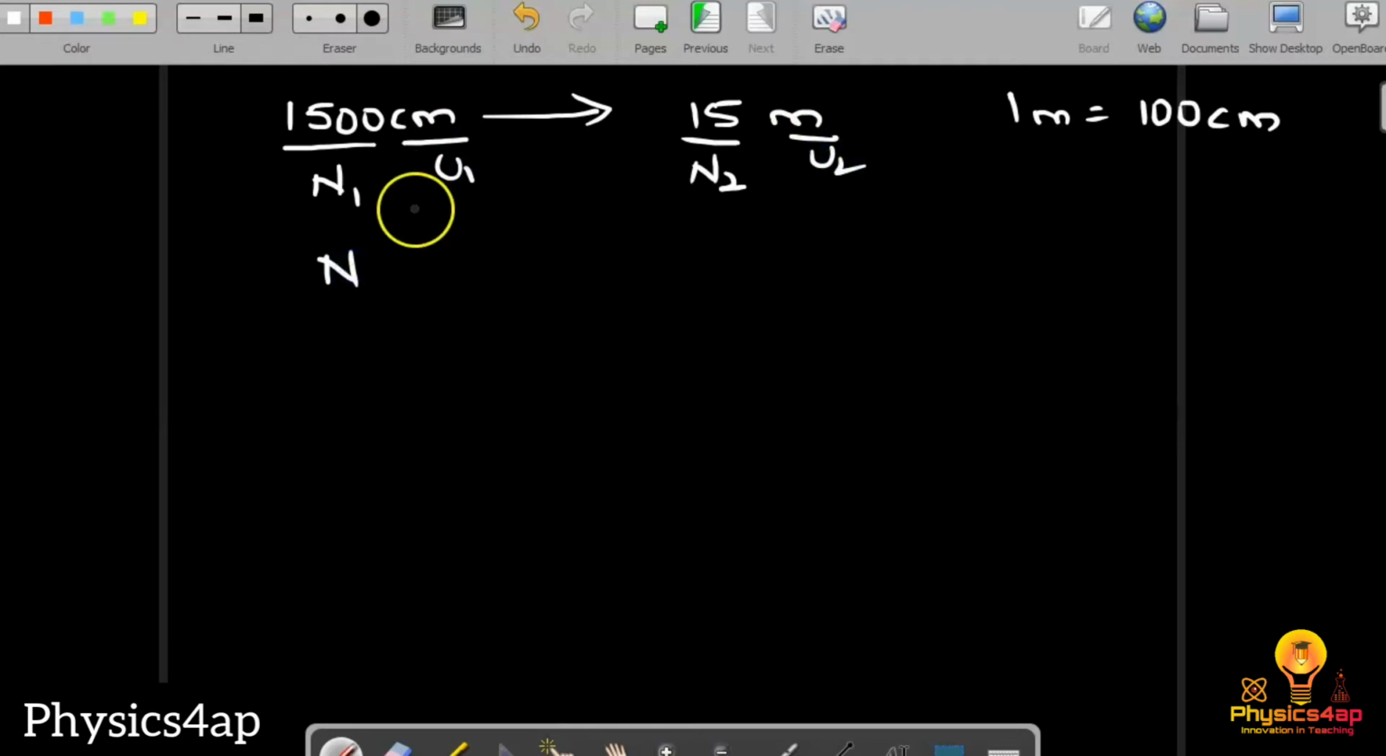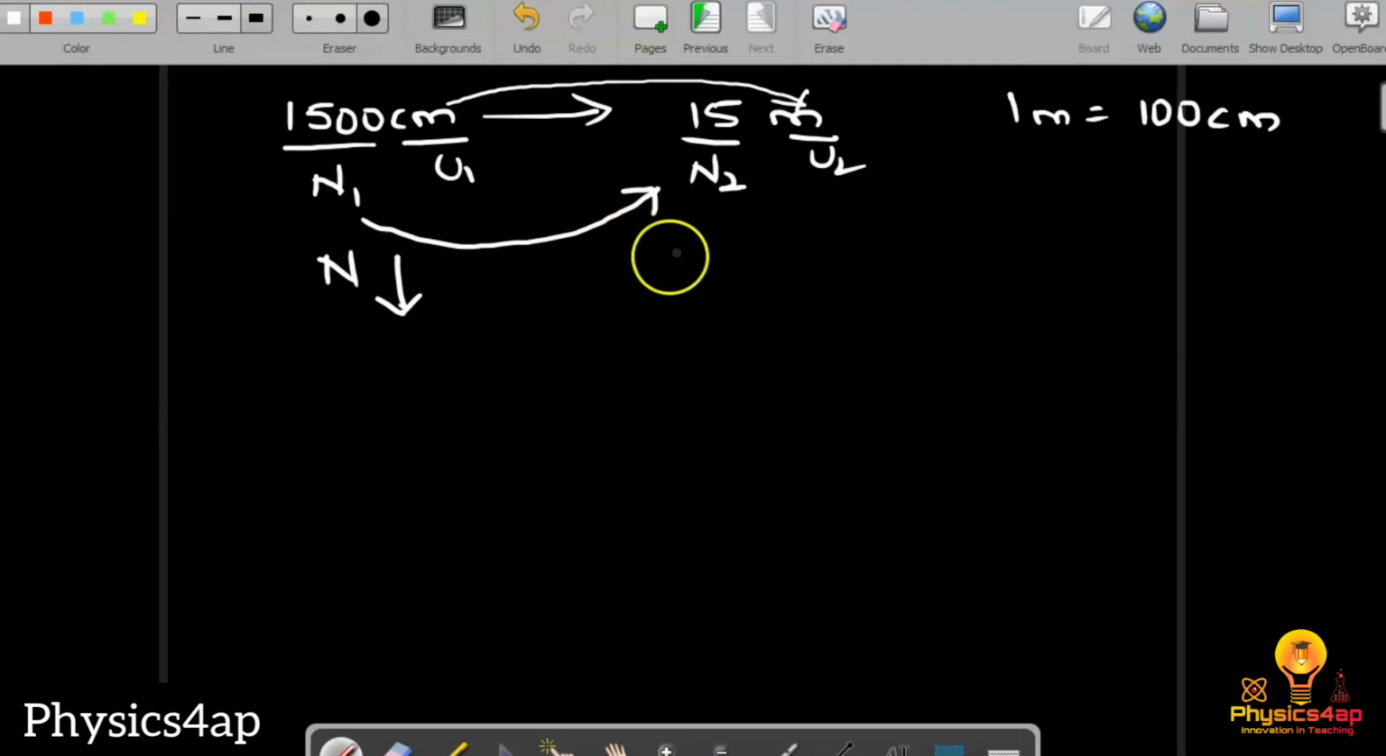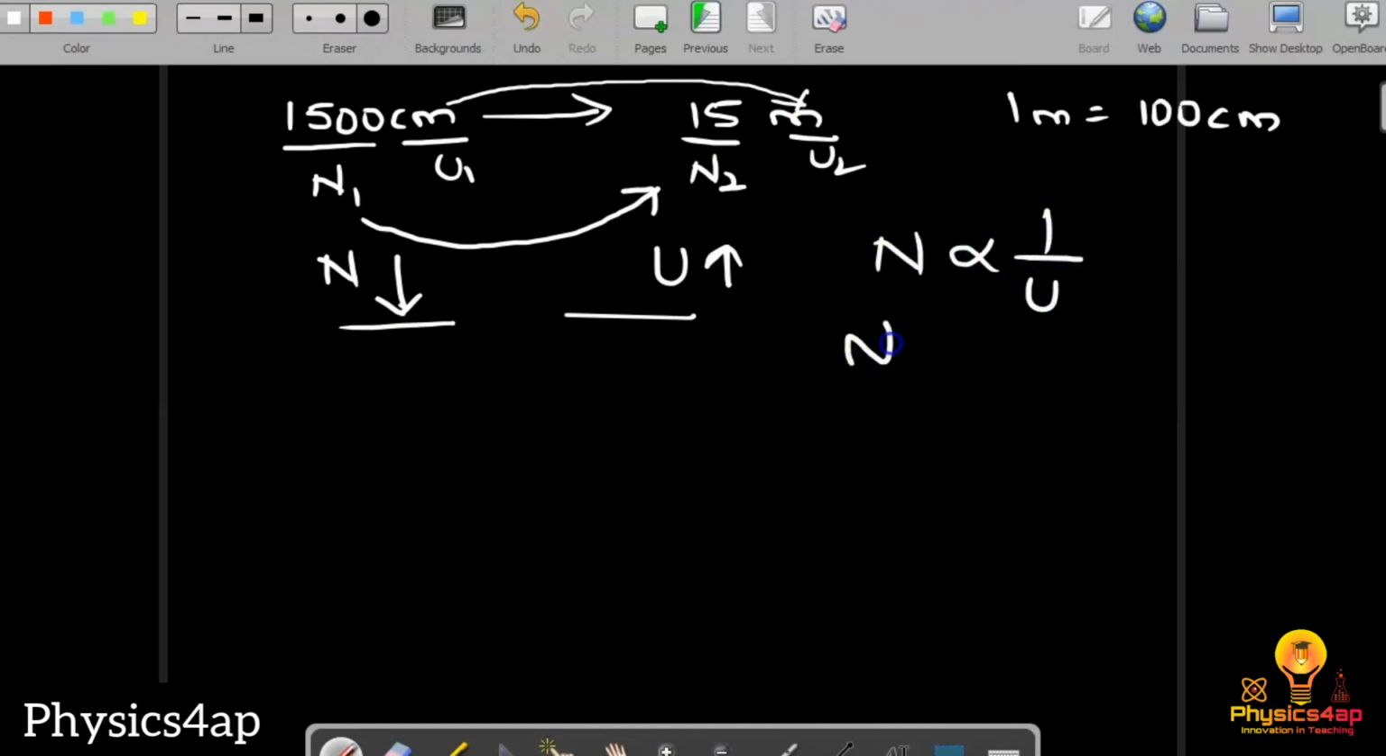Now overall take the n value, n1 to n2, 1500, 15, either it is increased or decreased. Yes, it is decreased. Now centimeters u1, so from centimeters u1 to meters u2, now the unit value has been increased or decreased? Centimeters to meters, that means it increased. Okay, so that is what we call inversely proportional. So n is inversely proportional to 1 by u. If n increases, u decreases, and if n decreases, u increases.